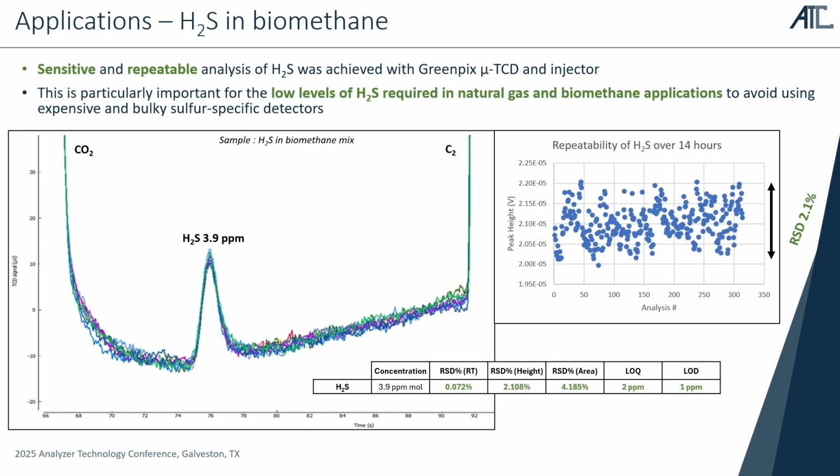So what you see here is a 4 ppm chromatogram and repeatability over 14 hours, about 2%. This is a prime example of a single module application that can be easily embedded into any system and can fit in the box that I just showed you.